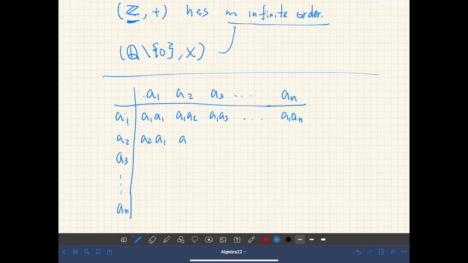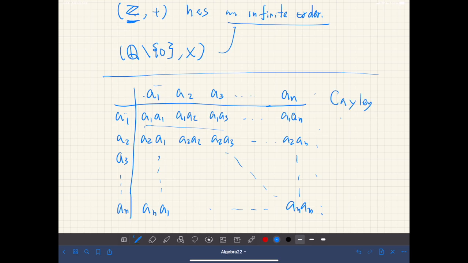A2A1, A2A2, A2A3, and so on. So AnA1, and AnAn. Like this. So in this way, we can enumerate all the elements of the group and all the results of multiplications. And this table is called the Cayley table of this group. Cayley is the name of a mathematician.